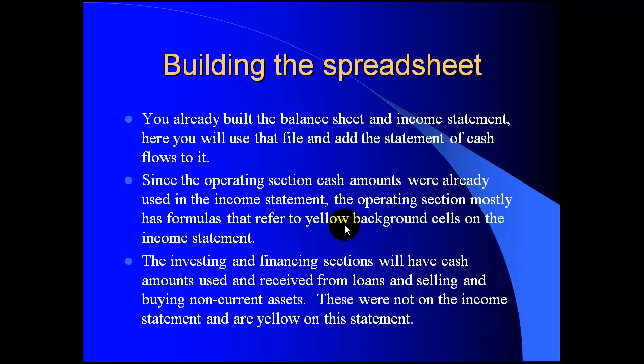And in the operating section, the cash amounts were already typed into the income statement, so we're just going to refer to them. So there's actually going to be no yellow in those sections. And then the investing and finance sections, we have the cash amounts used and received for those principal payments and buying non-current assets. And so some of those are going to be yellow. So let's just get started.